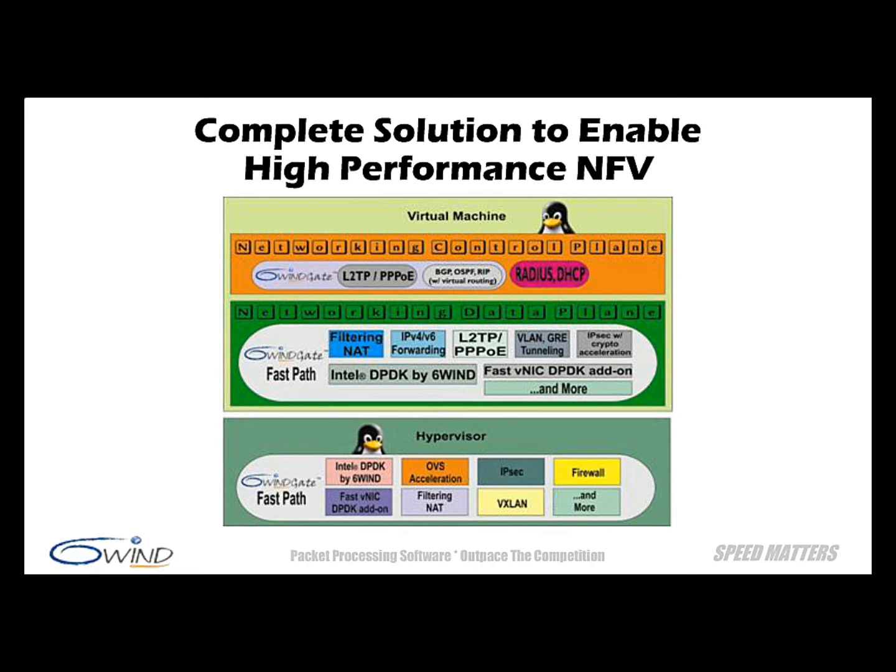Between the hypervisor and the virtual machine, we have the fast vNIC DPDK driver that solves the bottleneck of the communication at that level. And in the virtual machine, we offload packet processing from the Linux operating system and provide an extensive set of protocols to build all kinds of VNF. As I said, the Linux environment is untouched, so that existing Linux applications don't need to be modified. Standard orchestration and automation systems can be used and benefit transparently from the 6WINDGate packet processing performance.